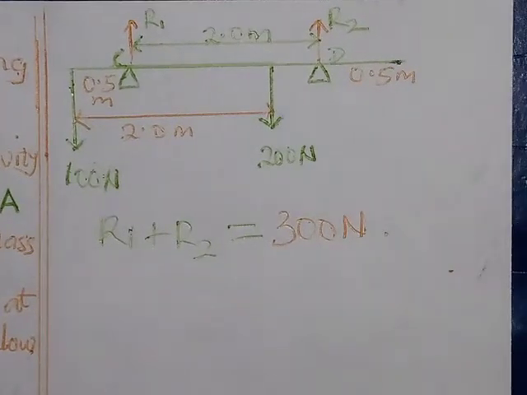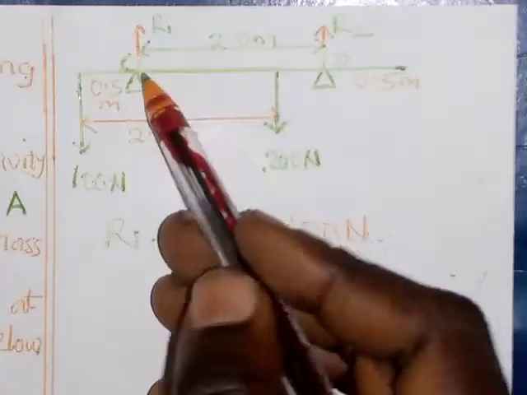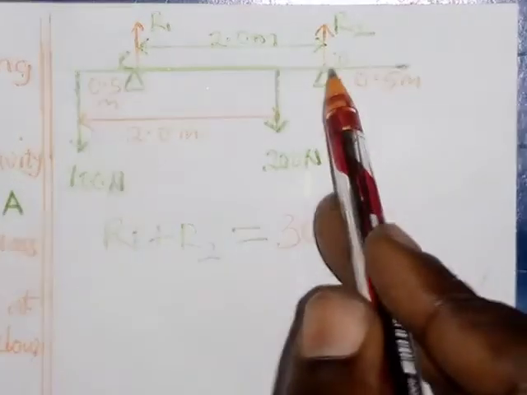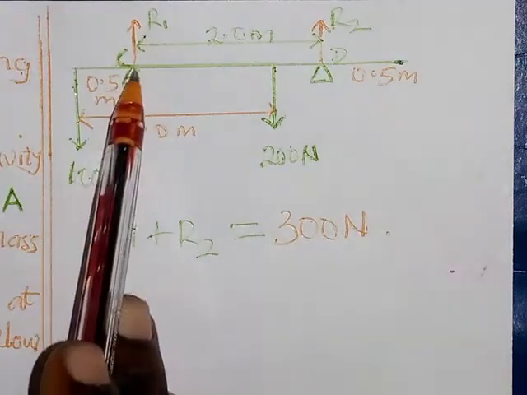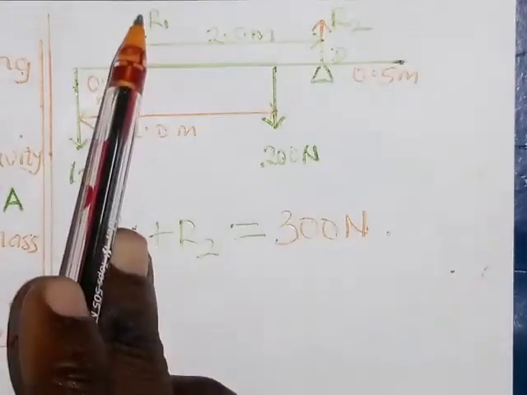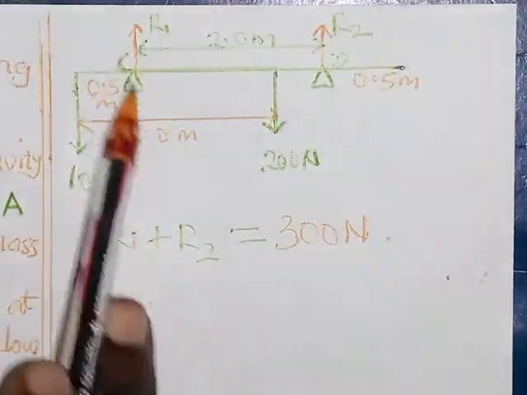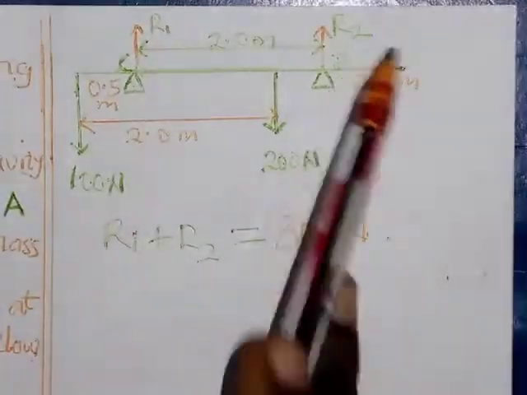Now I have to take moment about either point C or point D. The essence of doing this is that we have two unknown forces at C and at D. So when we take moment about either of these, the moment due to one of the forces, R1 or R2, will be cancelled.